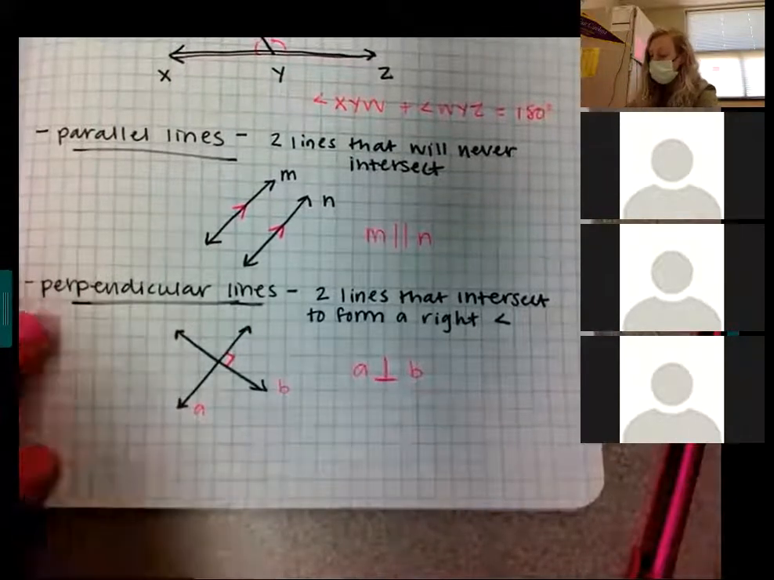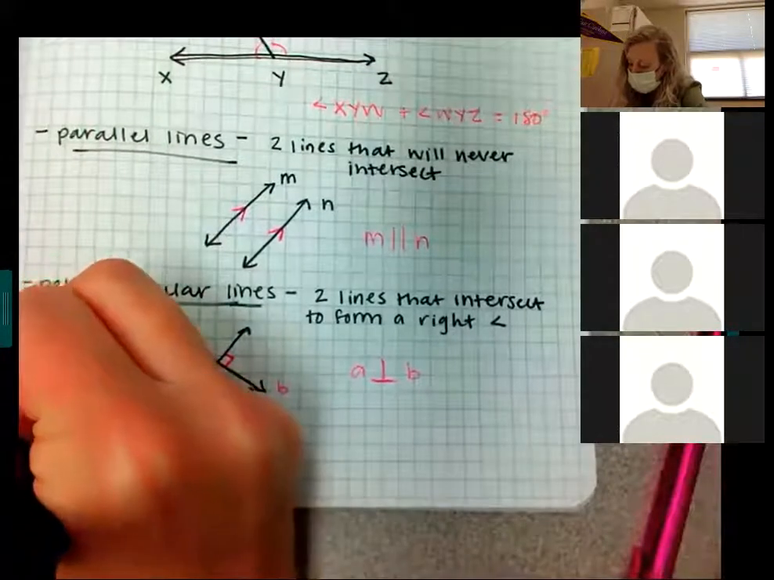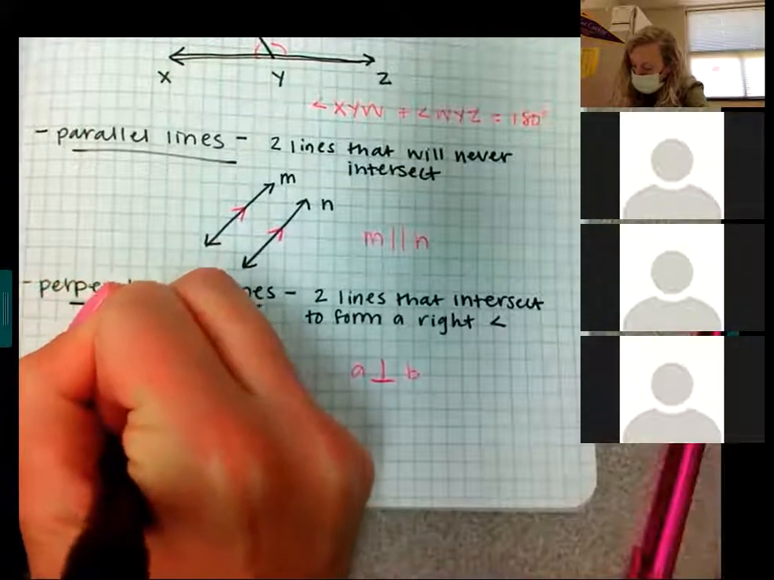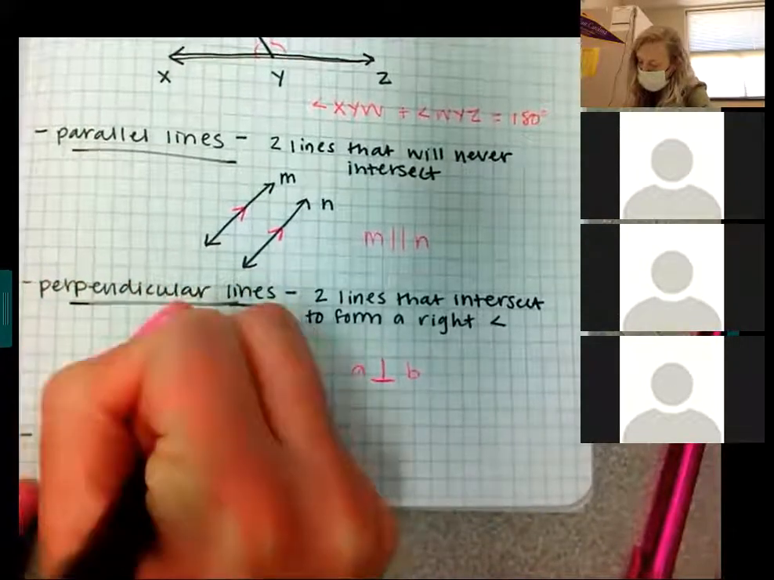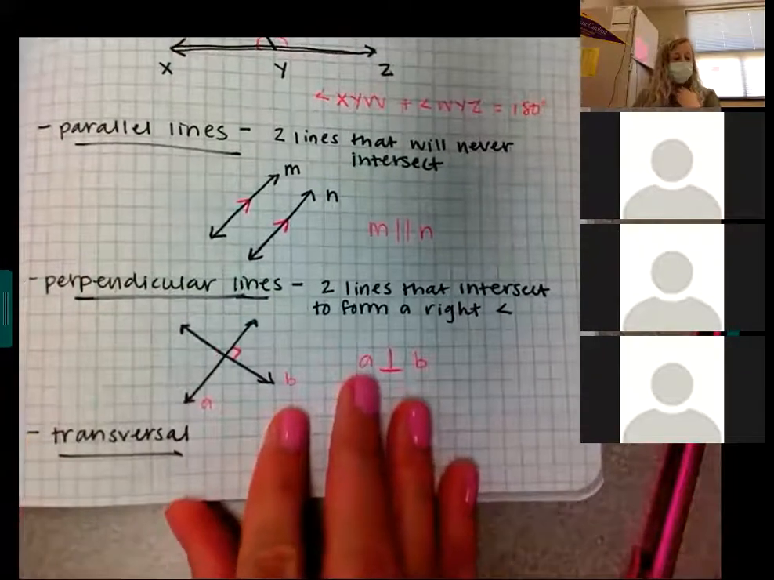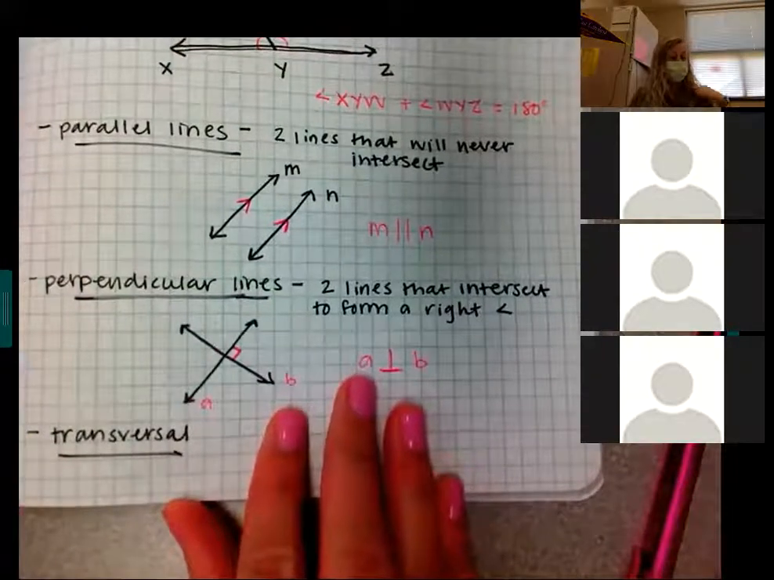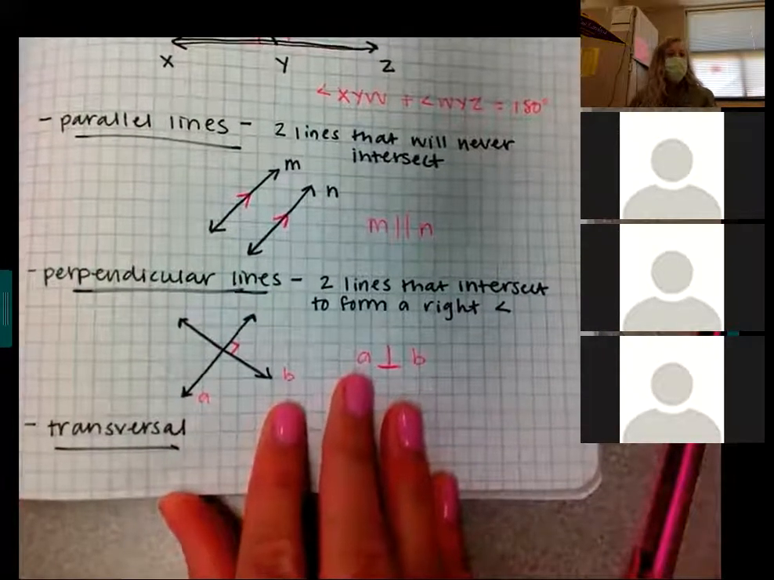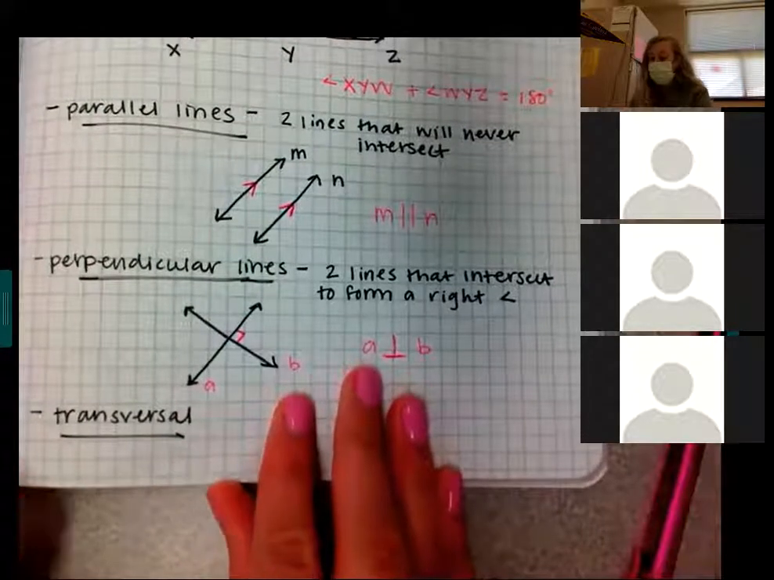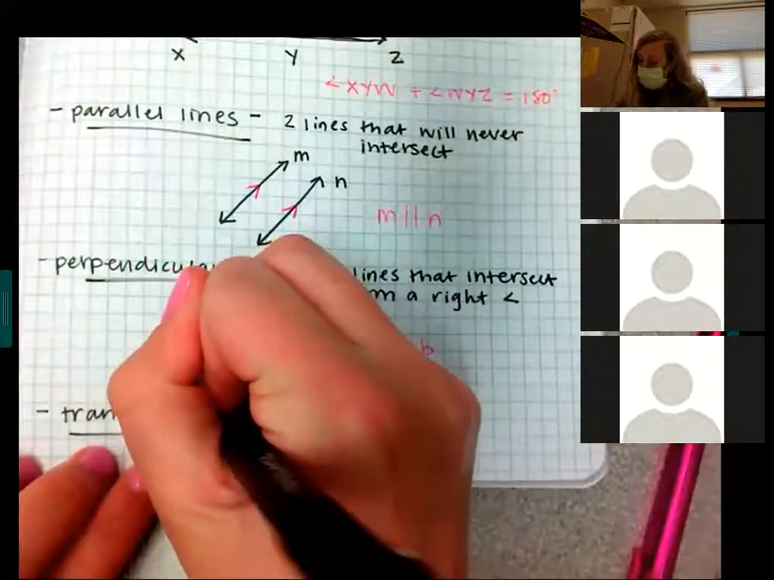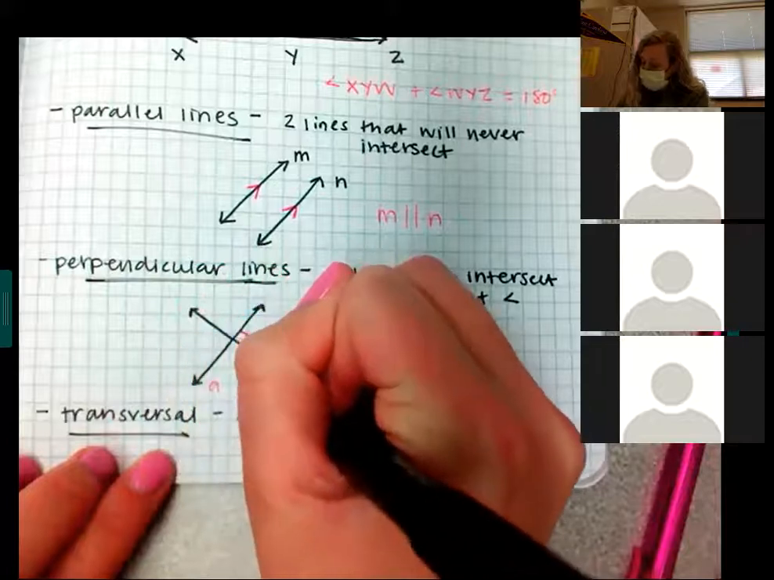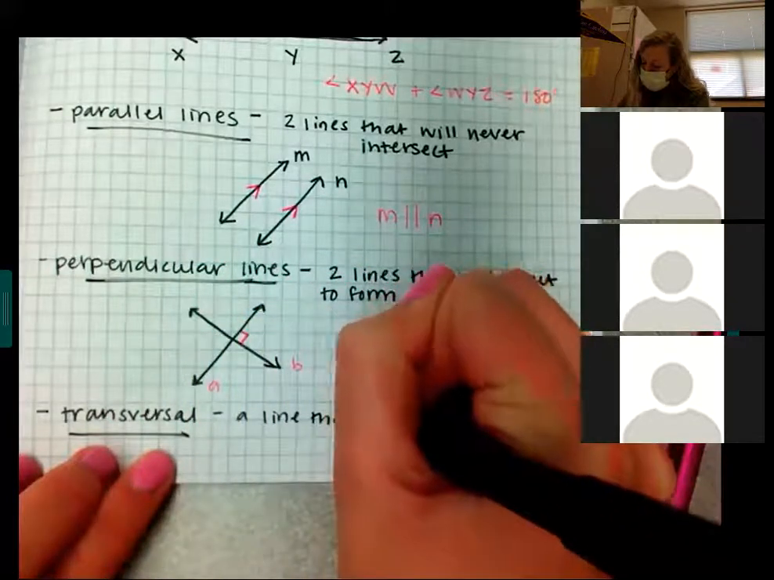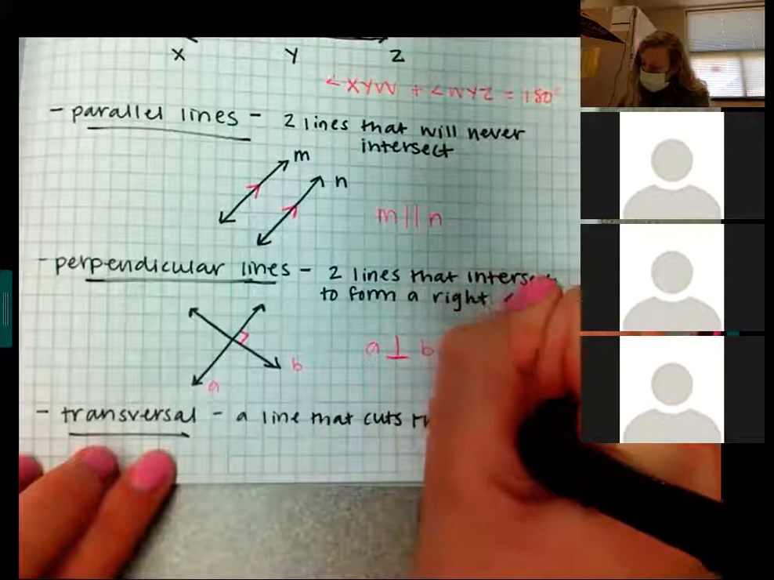Okay, and then the last one, it should be review. It's usually not, but I'm gonna put it on this page because it's not hard. And you have seen it before. I just don't think they taught you the word for it. A transversal is just a line that cuts through two or more lines.